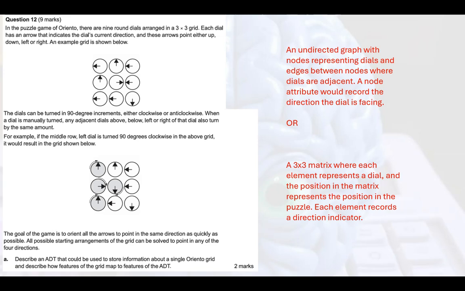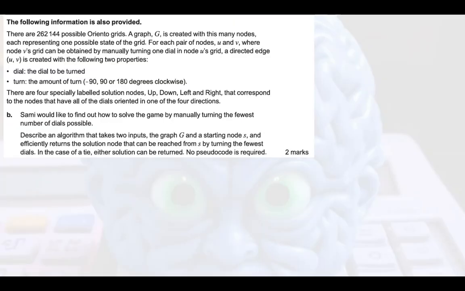So we've got to make sure we include all the relevant information. The other option was a 3x3 matrix, and you could either record a direction indicator like 1, 2, 3, or 90, 180, 270, 0, or whatever, as long as we are including all that information. 2 marks, which were probably not too hard to get. So this was about recording one particular state. The next question is about dealing with all of those states.